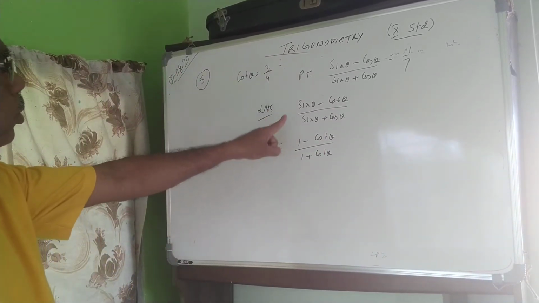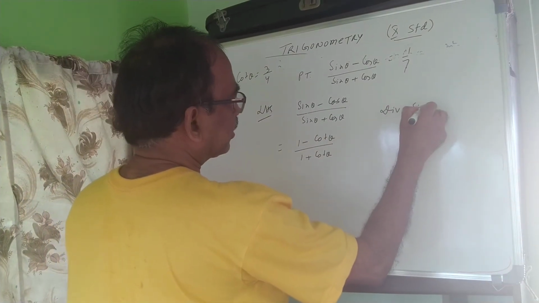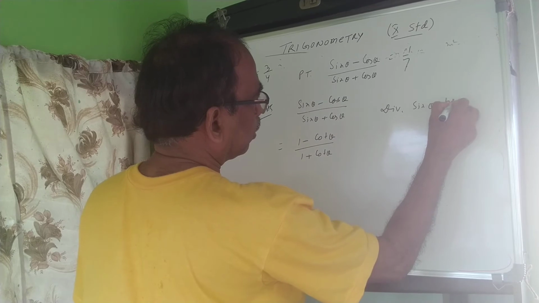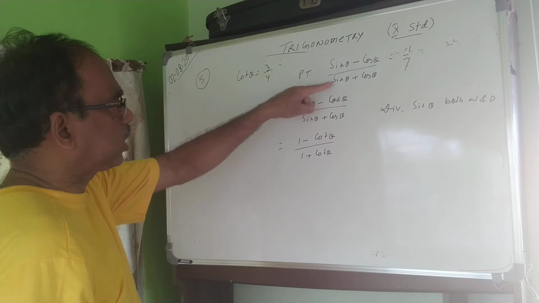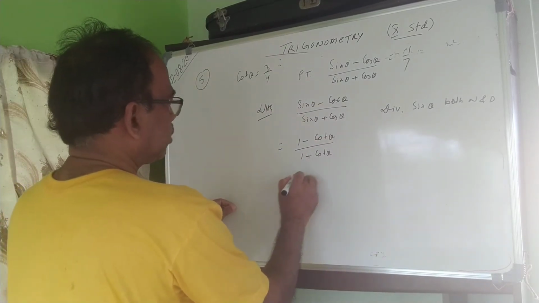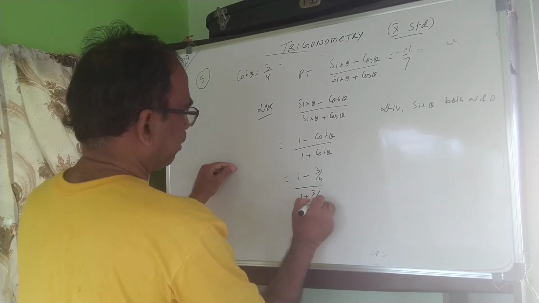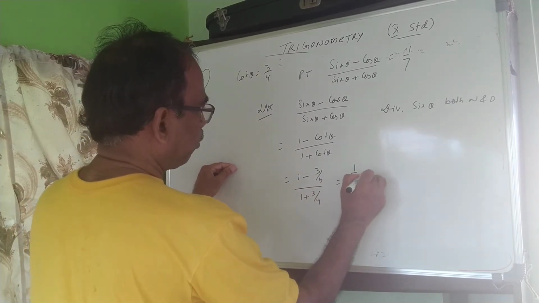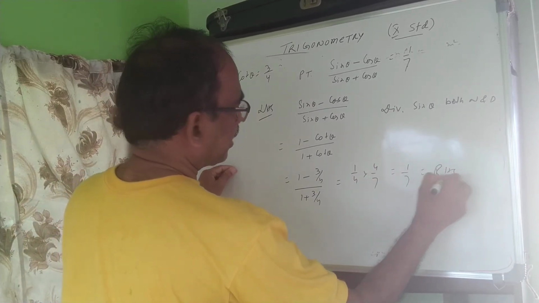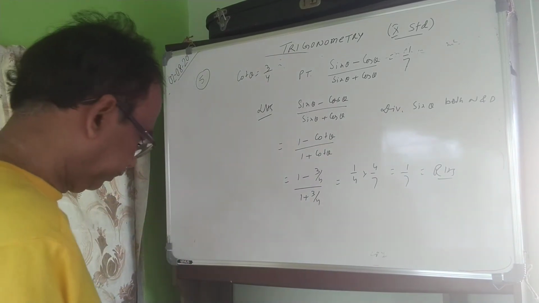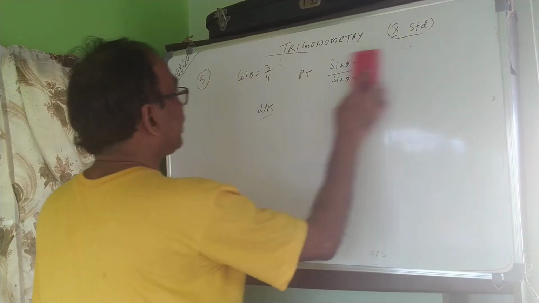Dividing by sin theta, both numerator and denominator: sin theta by sin theta is 1, cos theta by sin theta is cot theta. That is 1 minus cot theta, value is 3 by 4, over 1 plus 3 by 4. That is 1 by 4 into 4 by 7. That is 1 by 7. That is the right hand side. Next, sum number 6.